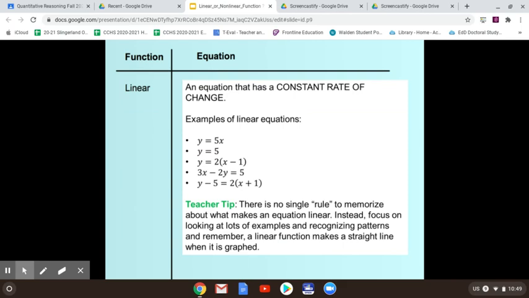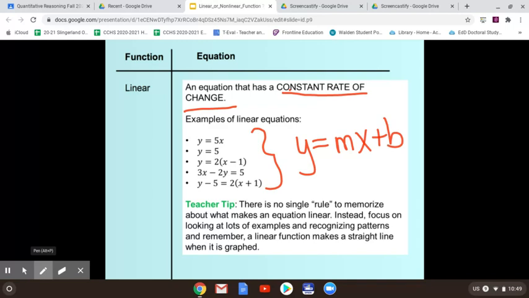An equation that has a constant rate of change. Rate of change is important here. If it is constant and is the same all the time, then we know that it has a constant rate of change and it's linear. Another thing is each one of these equations on the side here is linear. They can be written in this form, y equals mx plus b. And you probably remember that. It is the slope-intercept form of an equation. And if I can rearrange an equation so that it looks like that, that means that it has a constant rate of change and it is linear.